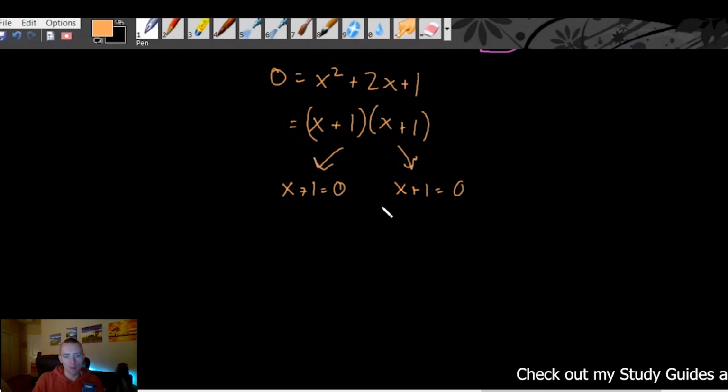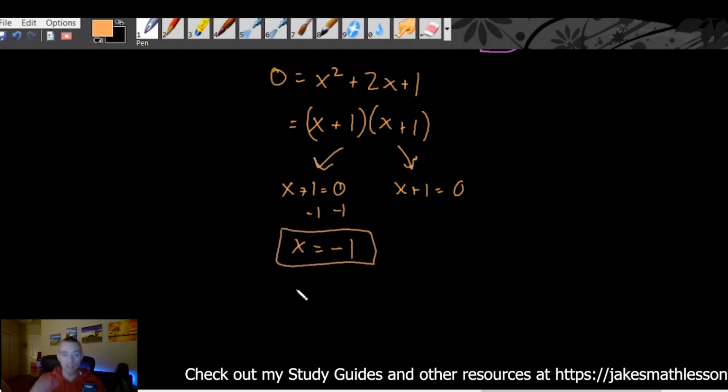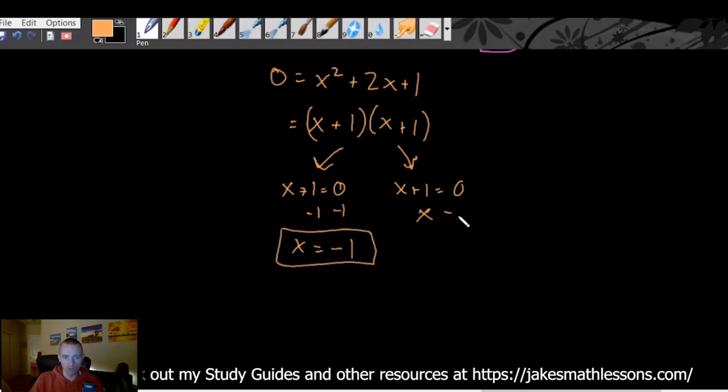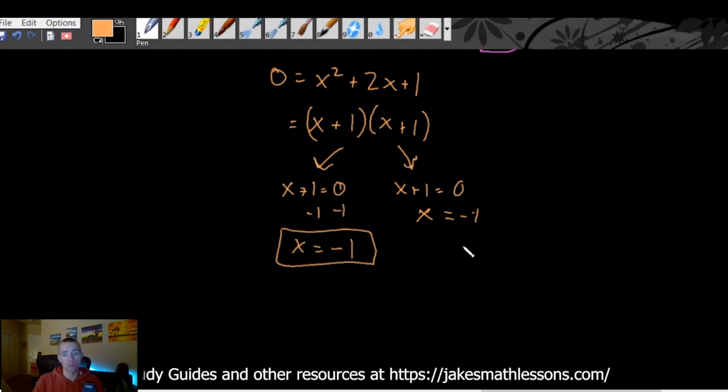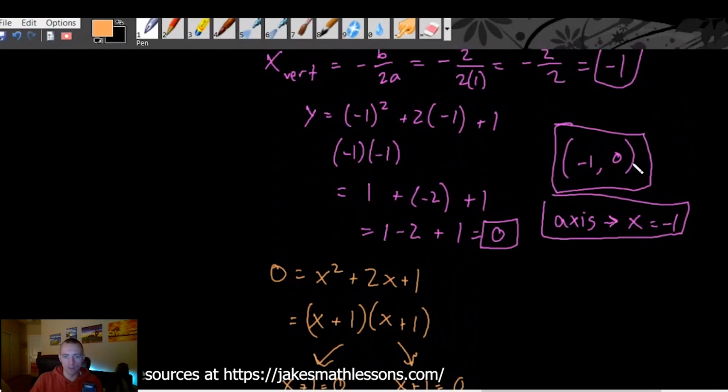So of course, these two equations are exactly the same, so we really just need to solve one of them. We get x equals -1. So basically, we only have one x-intercept in this case. This one will also give us x equals -1. We only have one x-intercept at x equals -1, and we know that our vertex is at -1, 0.